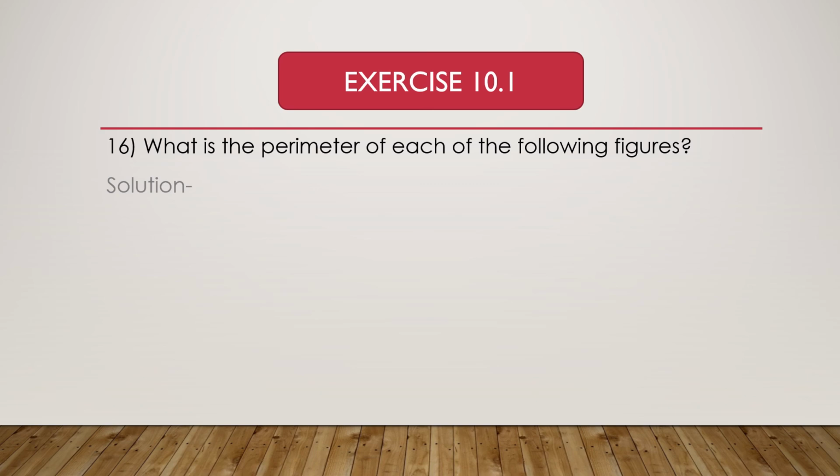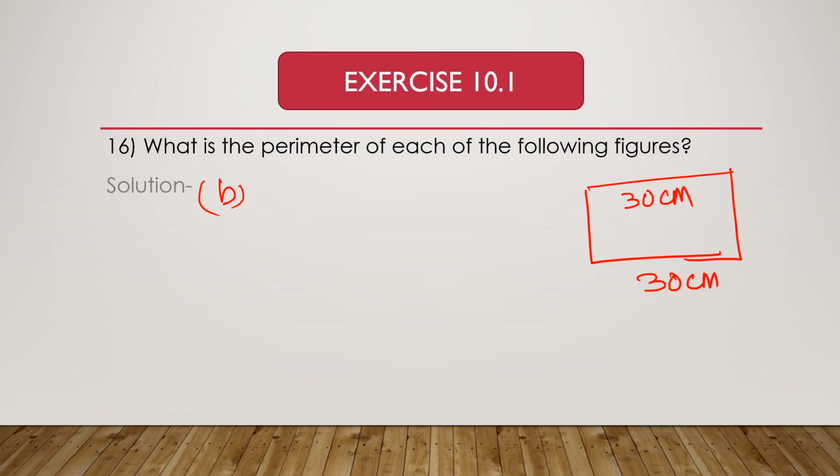Now for the second part, B. Perimeter of the given figure. This is the figure given, a rectangle. This is 30 centimeter, this is also 30 centimeter, and this is 20 centimeter, and this is 20 centimeter. Length of the rectangle is 30 centimeter and breadth of the rectangle is 20 centimeter. It is given.